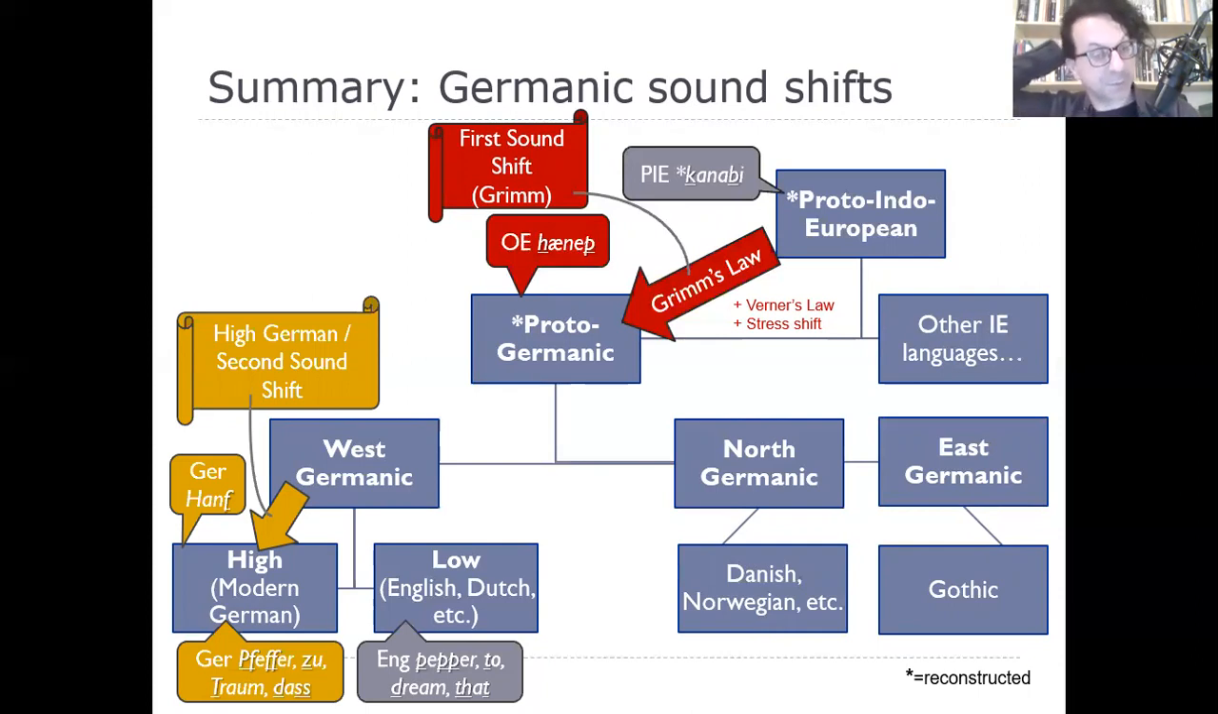And here we can say that the second sound shift is responsible for the forms that you see in yellow here. So Old English hanep, compare that to the present-day German version Hanf, where there's an f now at the end of that word. So a p turned into an f in certain positions. Other examples would be pepper and Pfeffer, two and zu, dream with a d and Traum with a t, or that and das.